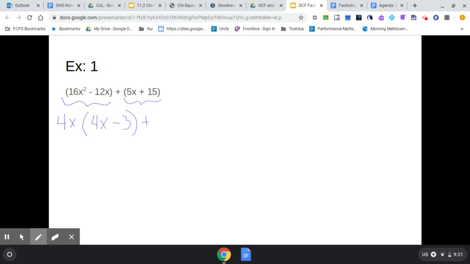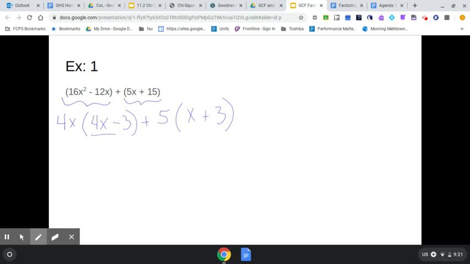grouping. I see 5x plus 15. So if I think about the numbers, 5 and 15, 5 will divide into both. The 5 has an x, but the 15 does not. So there is not a variable that's common. Okay, so 5 times what will give me 5x? 5 times 1x, or just x, will give me 5x. And then plus 5 times what will give me 15? 5 times 3 will give me 15. So my GCF was 5, and my residual factor is x plus 3.